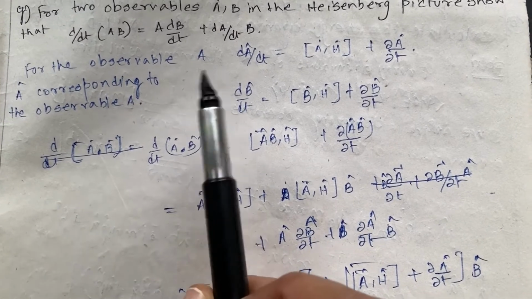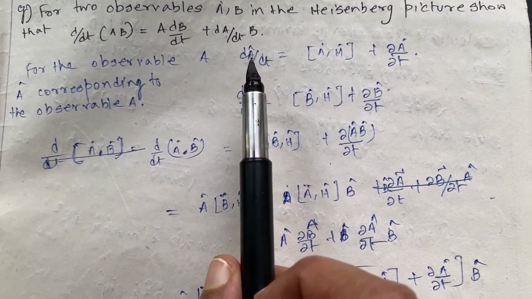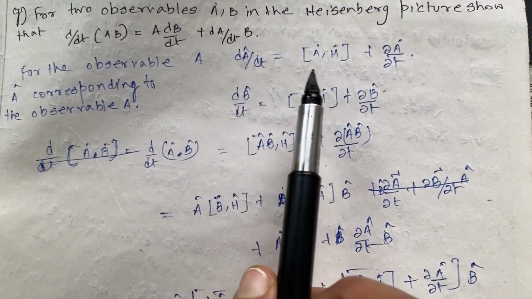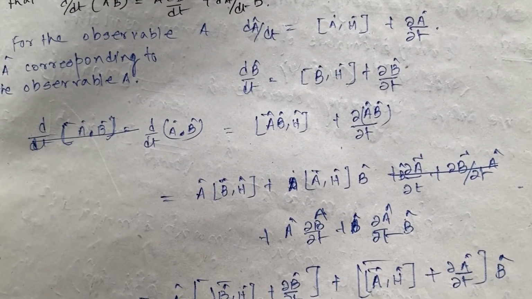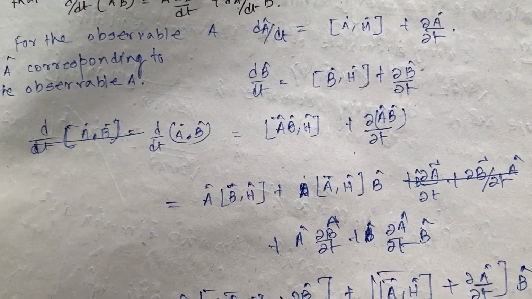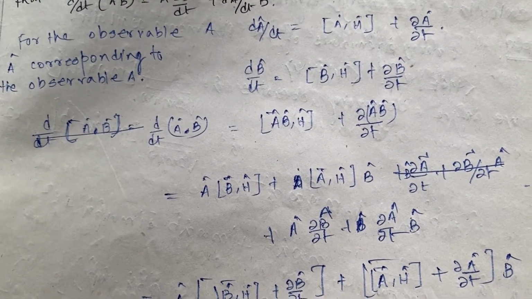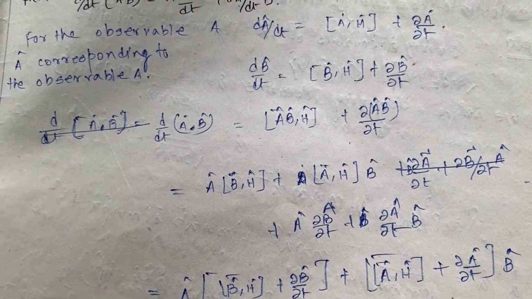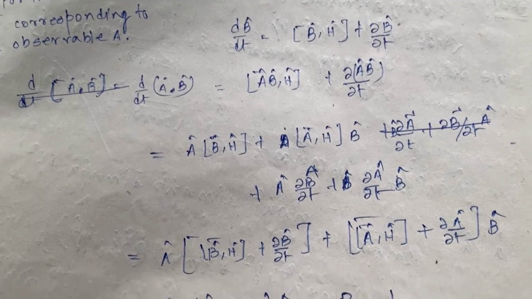So for observable A, the operator is A operator, A hat. The Heisenberg equation of motion looks like this. And for B operator, it looks like d/dt of B operator equal to (1/iħ)[B, H] plus ∂B/∂t. Now we are considering that A and B both have explicit dependence on time.